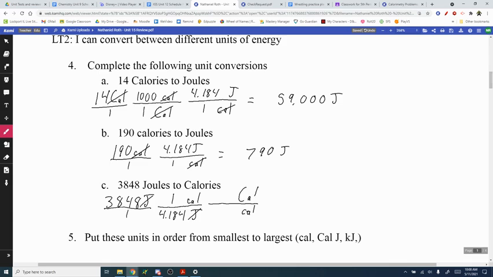We put big calories on top. There are 1,000 little calories per 1 big calorie. Sorry, little calories cancel out. We're left with big calories. That is where we want to be. So now we do our math. We get 0.9197 big calories.